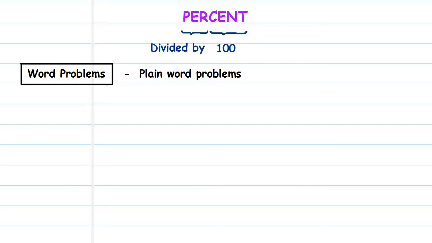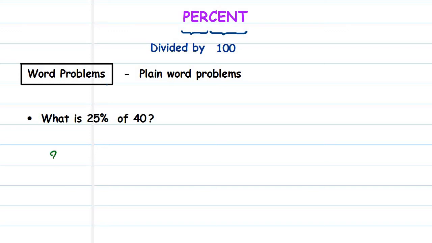First, let's take a look at what we call plain word problems. In order to solve this type of word problems, usually we translate the given question word by word. Let's take a look at some examples. For this one, what is 25% of 40? Let's try using the basic meaning of percent and translate this question word by word.